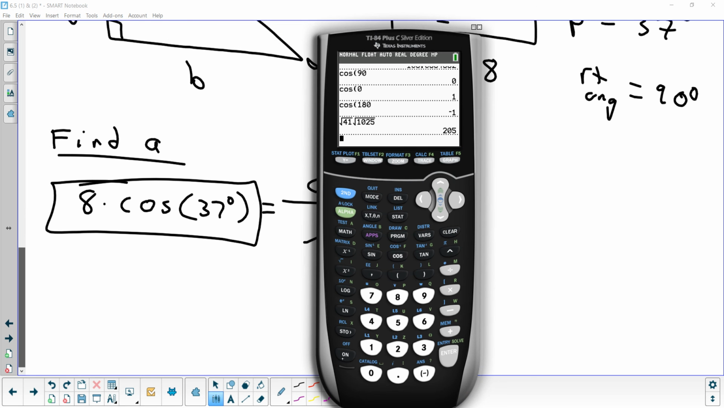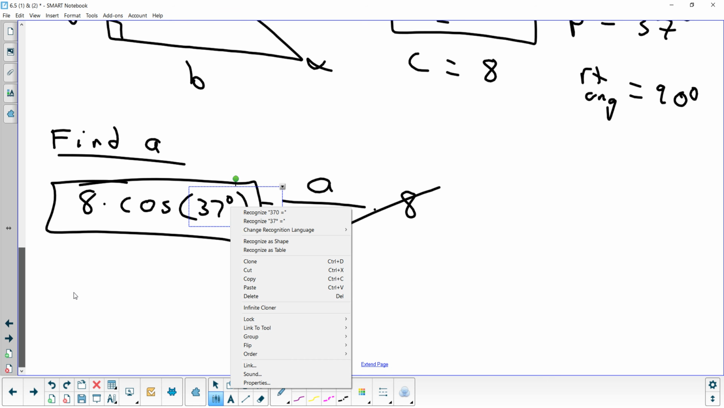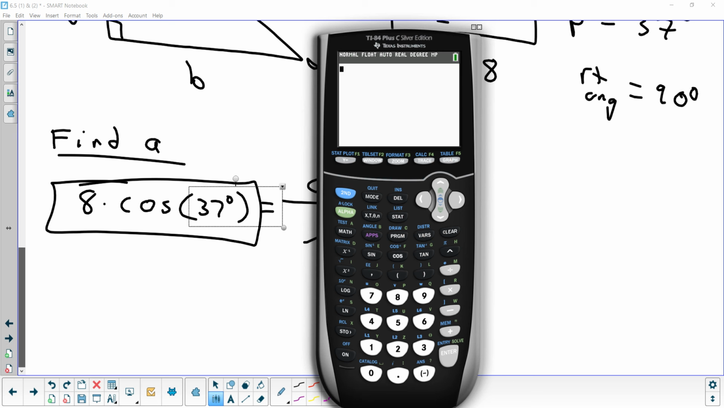I'm going to turn the calculator on. And before I do anything, what should I check? Make sure you're in radians. What mode should I be in? Oh, wait, no, degree. What here would tell you what mode I should be in if you look at that box? Degrees, right? This is 37 with a degree symbol, so we want to make sure we're in degrees.